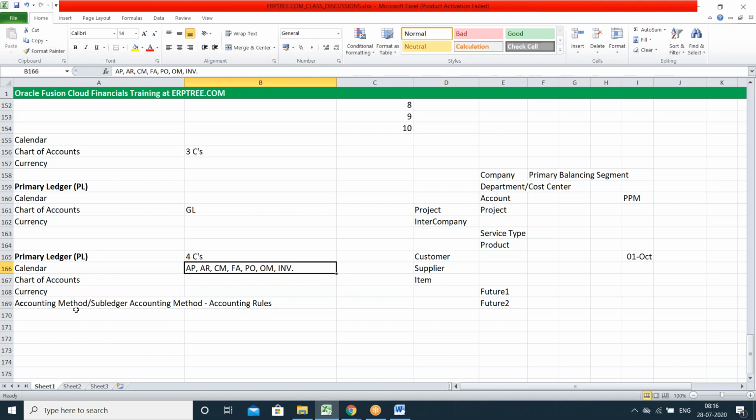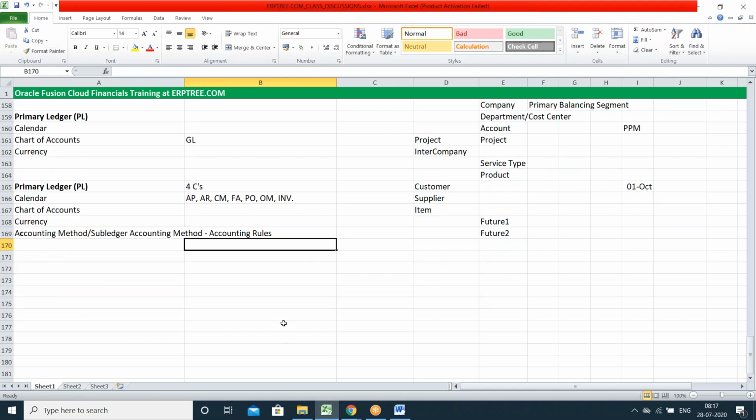And why do we need the accounting method? When you create any transaction in the subledger application, how accounting should take place, we require certain rules. All the rules you can find within the accounting method. That is the reason we need the accounting method as a part of the primary ledger. Okay. So this is a point we have to understand. This is all about the primary ledger.